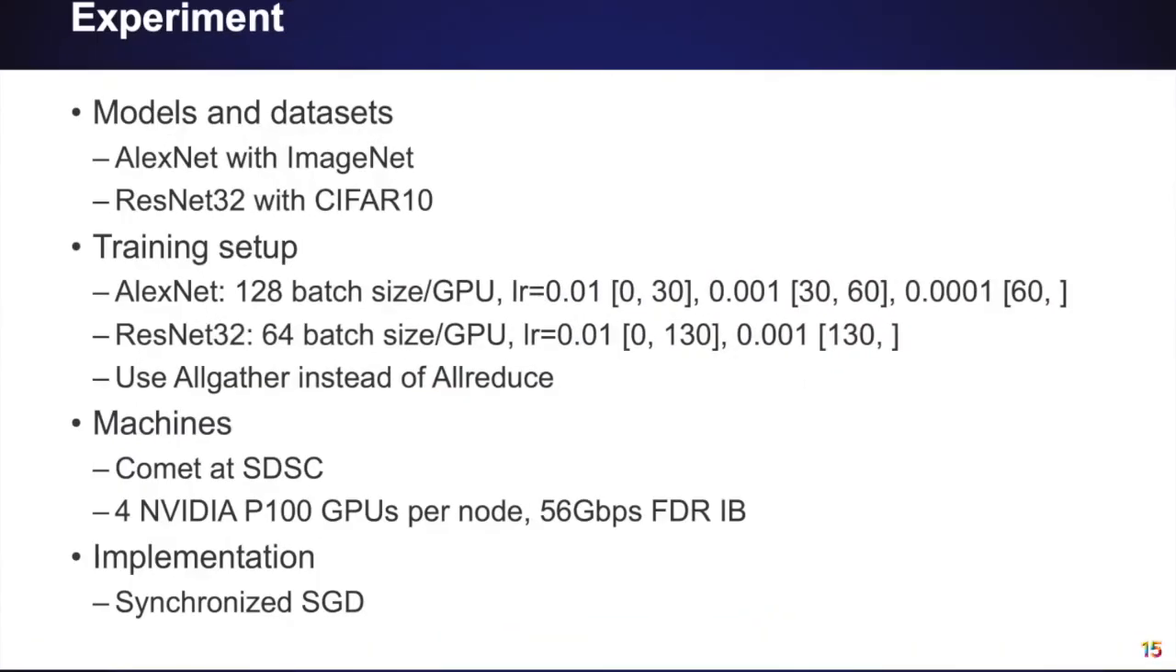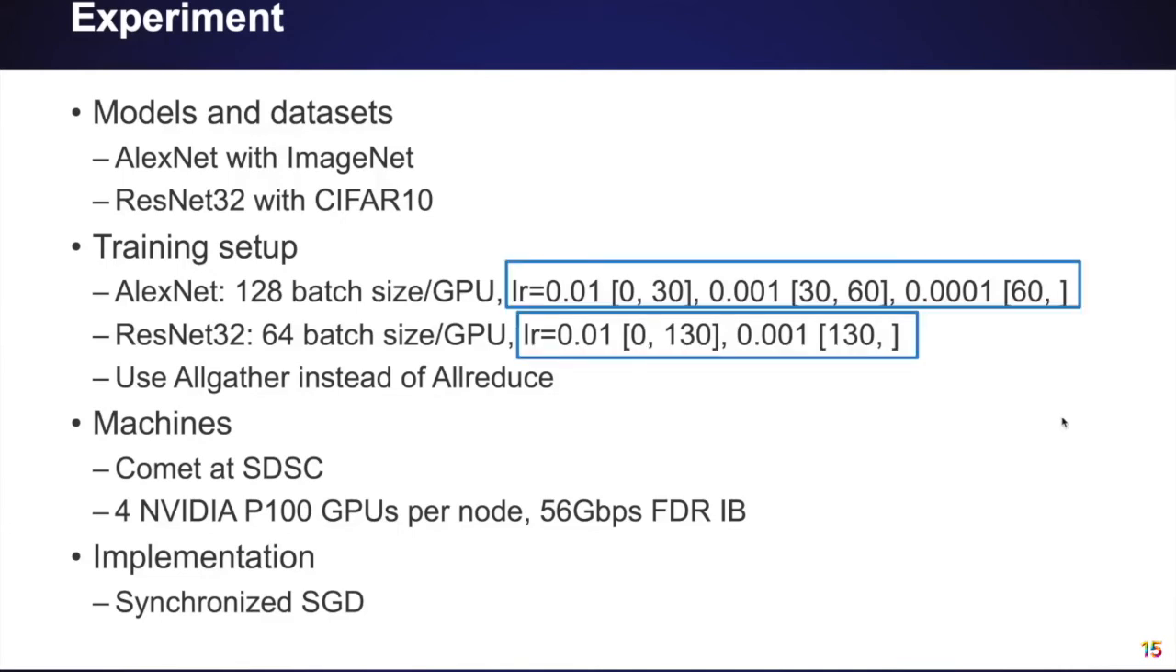Now I'm going to present the results of our compression framework in terms of training performance and accuracy. In order to prove that the compression framework is not limited to any specific neural network or dataset, we experiment on two widely used neural network models, AlexNet and ResNet, along with two datasets, ImageNet and CIFAR-10. Here is how we dynamically adjust the learning rate according to the epochs. And we set the batch size of AlexNet to 128 and the batch size of ResNet to 64.